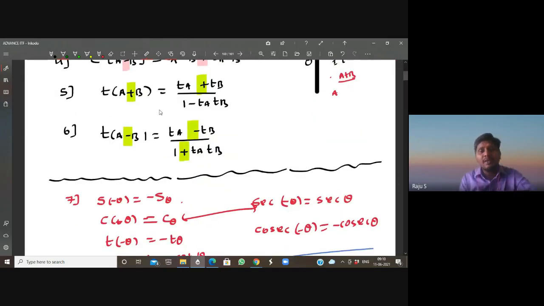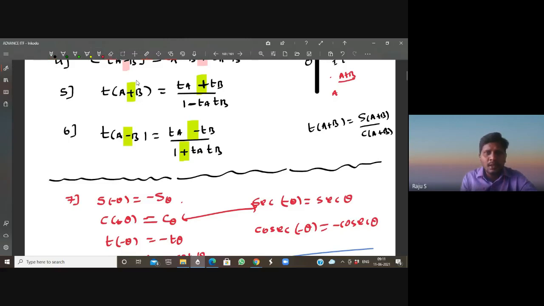Sine A plus B can be derived from sine A plus B by cos A plus B also. Tan A plus B is nothing but what? Tan A plus B is equal to sine of A plus B by cos of A plus B. We know the sine A plus B formula and the cos A plus B formula. Cos A plus B is negative, plus becomes minus. That is the reason the denominator is minus and the numerator is plus, because sin A plus B is equal to sin A cos B plus cos A sin B. So the numerator is positive, the denominator negative.